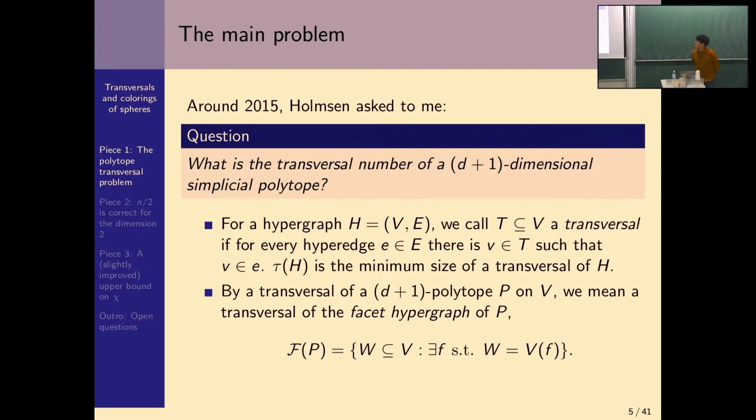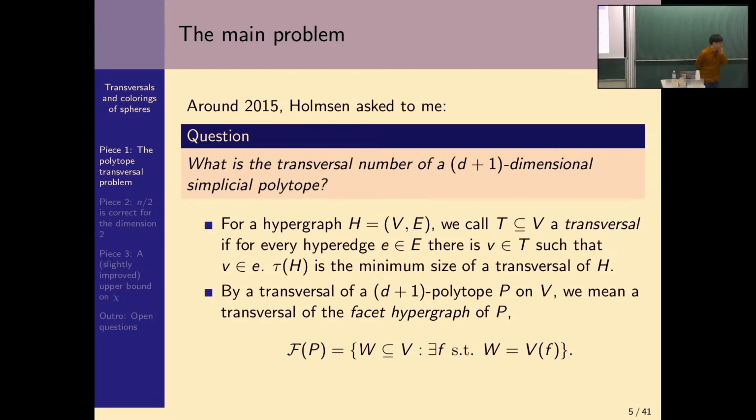Around 2015, I was a master's student under Professor Holmsen, and at the time, Professor Holmsen asked me the following question. This is a more general question, and I'd like to specify the statement a little bit more. This is the general question: what is the transversal number of a d plus one dimensional simplicial polytope?